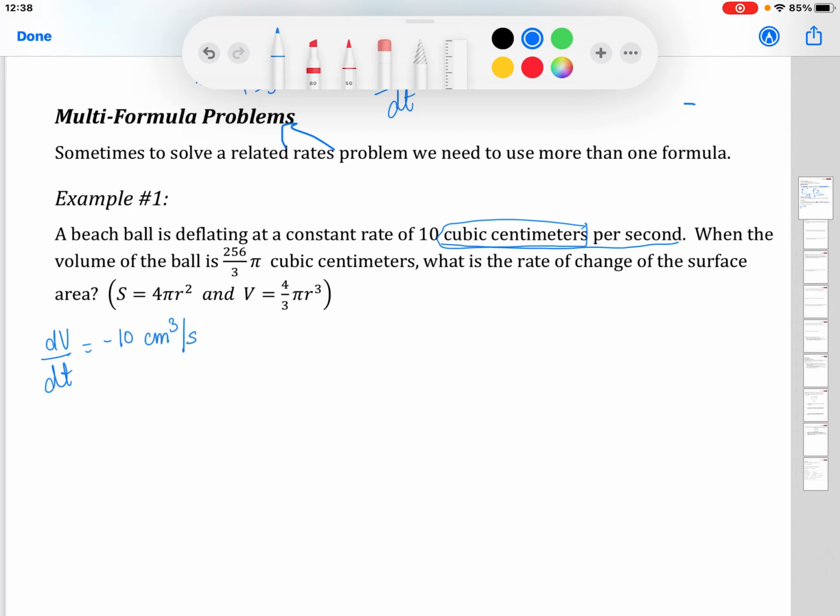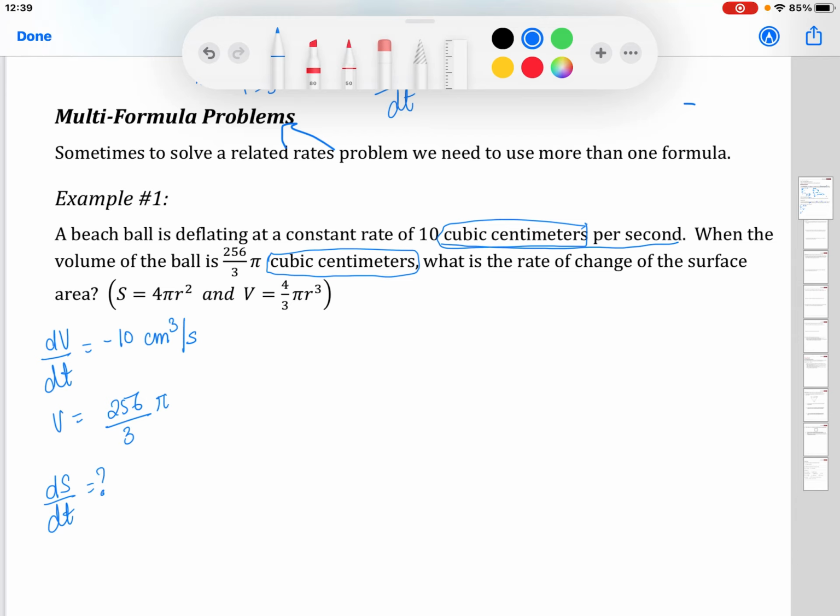Now it's saying the volume is 256 over 3 pi cubic centimeters. Again, look at the units. When in doubt, the units throw away a lot of information. What is the rate of change of the surface area? So I want to find my rate of change of surface area. Let's use S for surface area. So I want to find dS/dt.